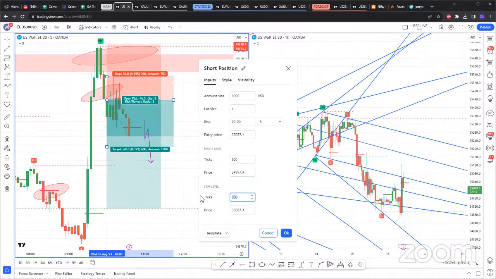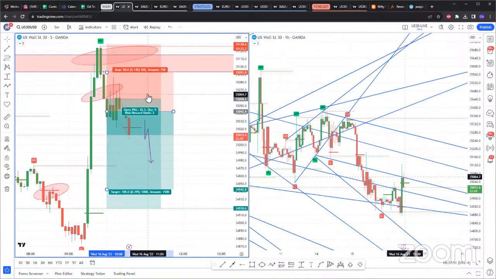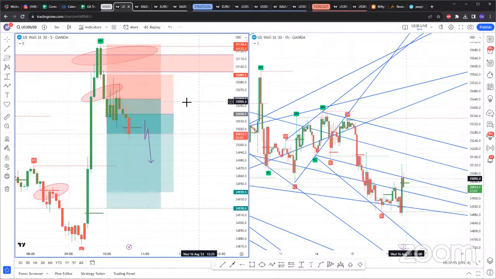Did anybody enter this trade? What did you guys use for this one? I entered with a 50 pips stop loss on both entries. I moved it down more, but okay, perfect. So this makes sense. I did not do 30, I did 50.